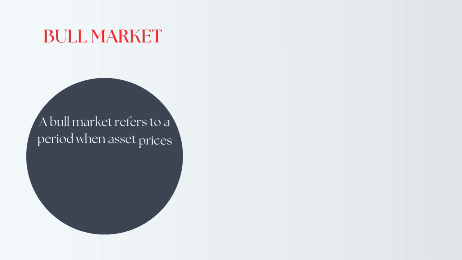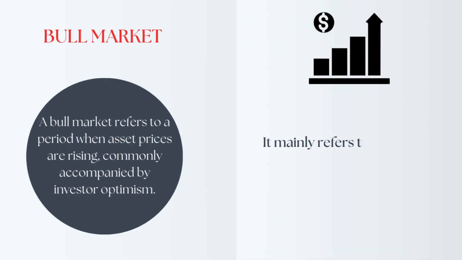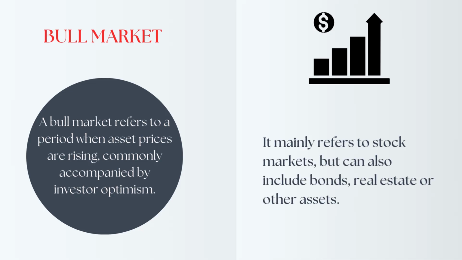Bull market. A bull market refers to a period when asset prices are rising, commonly accompanied by investor optimism. It mainly refers to stock markets, but can also include bonds, real estate, or other assets.